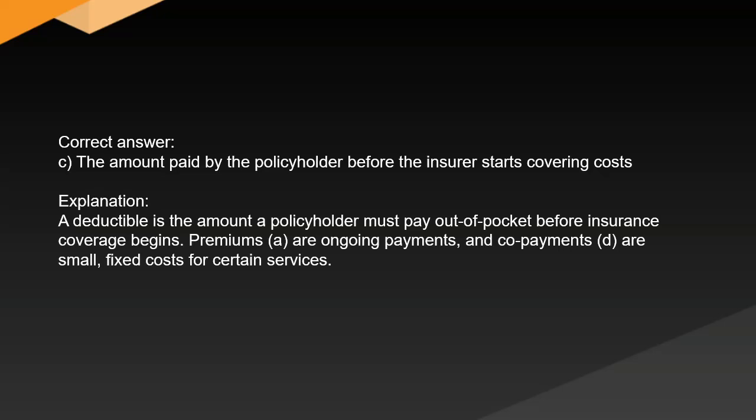Correct answer: C, the amount paid by the policyholder before the insurer starts covering costs. Explanation: The deductible is the amount a policyholder must pay out of pocket before insurance coverage begins. Premiums, A, are ongoing payments, and co-payments, D, are small, fixed costs for certain services.